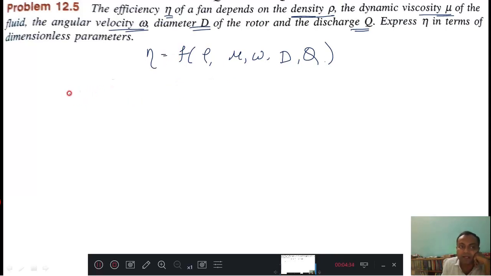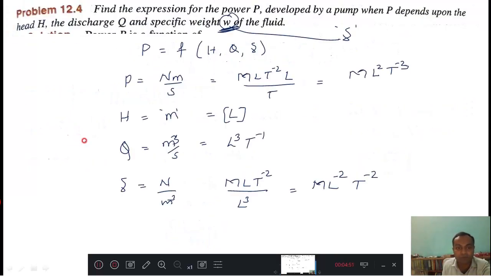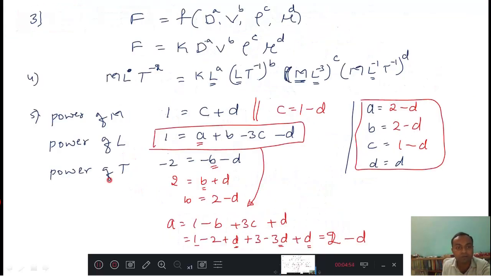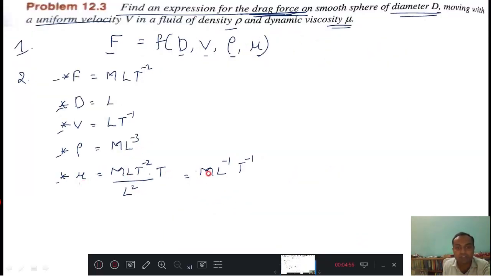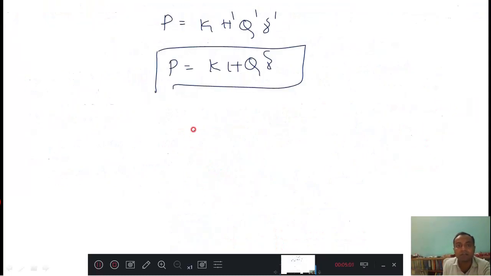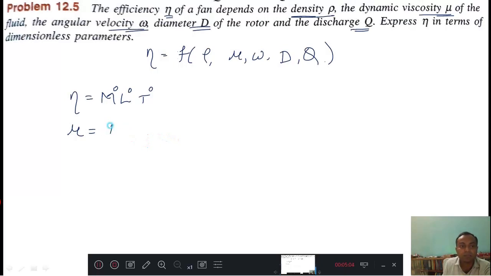Now we will write the dimensions of them. Then eta has no dimensions: M raised to 0, L raised to 0, and T raised to 0. Efficiency is a fraction. Now mu, I will take it directly, you should work it out. Mu is M L to the power minus 1 T to the power minus 1.